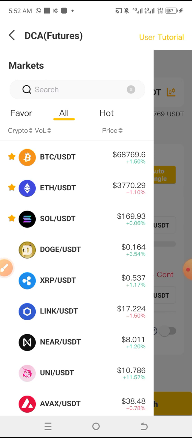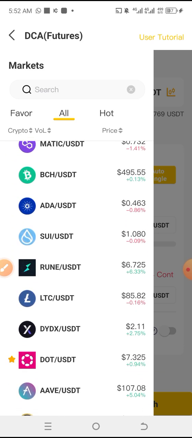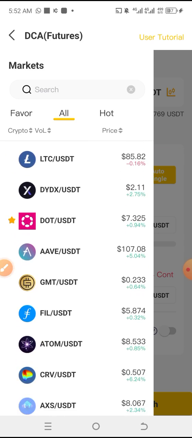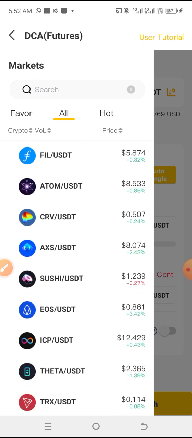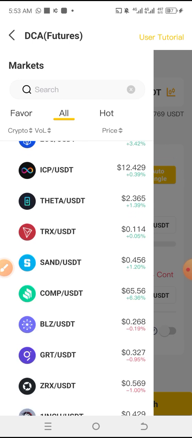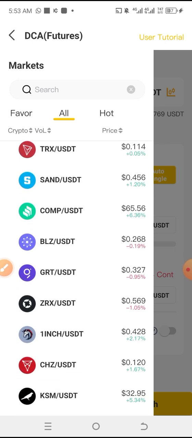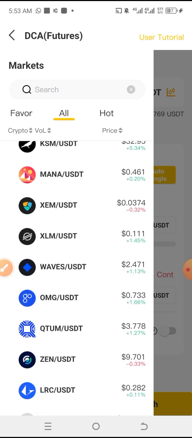Okay, let me choose. Let me check for Ocean. I can choose Ocean. Atom is also good. It doesn't misbehave. I think EOS is also good. Then TRX is also a good coin.